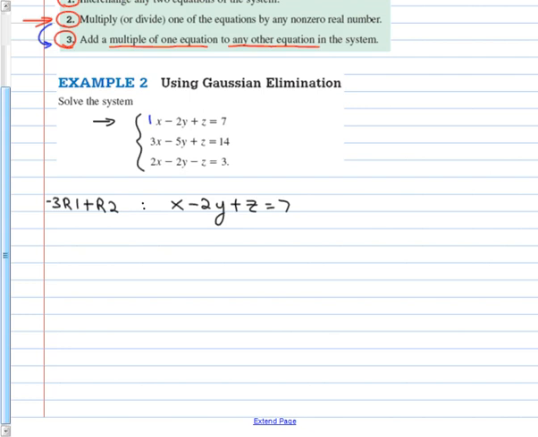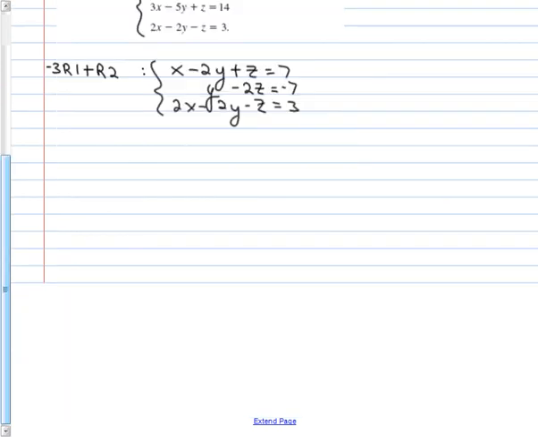Well, negative 3x plus 3x, gone. 6y, I multiplied everything by negative 3 here. Negative 6y plus 5y is negative 1y. Negative 3z plus z, negative 2z. Negative 21 plus 14, negative 7. Now I'm going to recopy the next row. 2x minus 2y minus z equals 3. I have my new system where I have eliminated that x variable on row number 2.